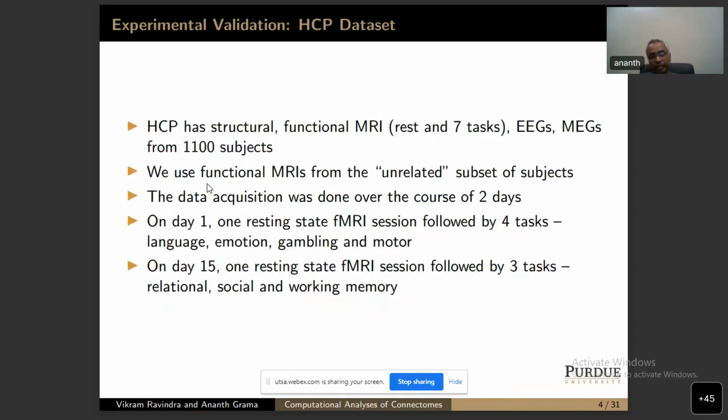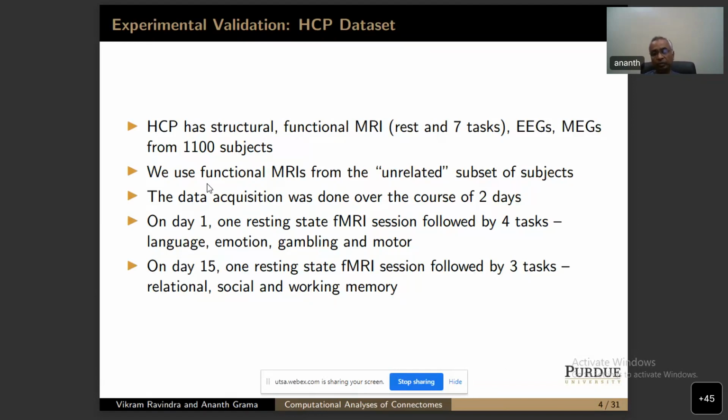So here's a data set from the Human Connectome Project. It's got functional MRI. The functional MRIs include resting as well as 7 tasks. It's also got EEGs and MEGs. We don't use EEGs and MEGs for this particular experiment. We are only going to use the functional MRIs from the unrelated subset of subjects. There are confounding effects because of twins and related subjects, so we're not looking at those confounding effects.